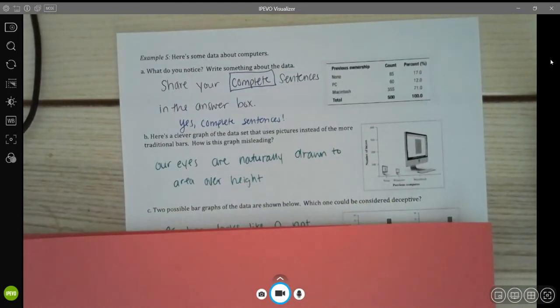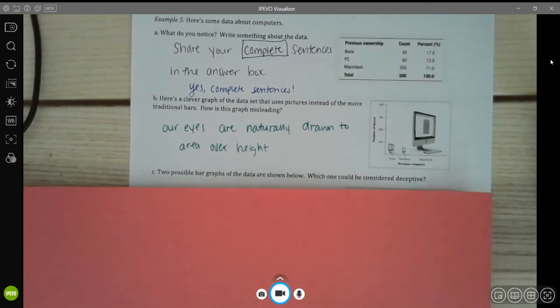Okay, there's two possible bar graphs here. Take a minute, pause the video. One of them could be considered deceptive. I want you to decide which one.